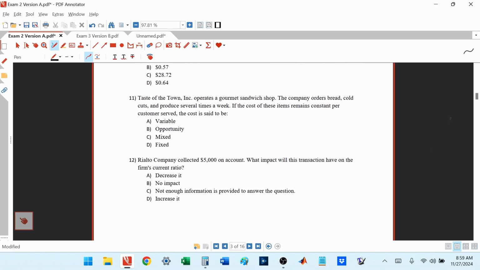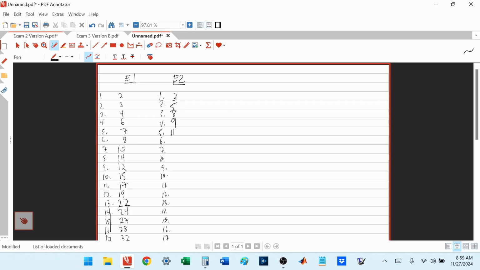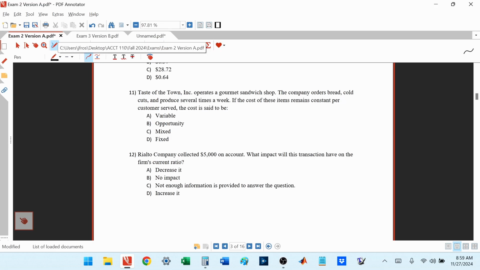Let's do 11. We operate a gourmet sandwich shop. We order bread, cold cuts, and produce several times a week. The total cost of those items is said to be what? The total cost. It's a variable cost, because the cost to us of ordering this bread, cold cuts, and produce depends on how many customers we serve. If we only have 5 customers, we don't have to have as much bread, cold cuts, and produce. If we have a bunch of customers, we've got to have a lot more. We have to spend more money.